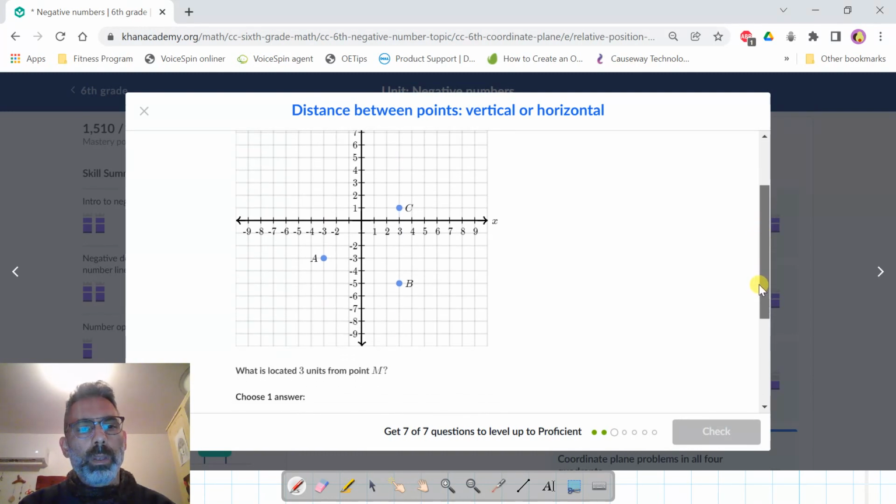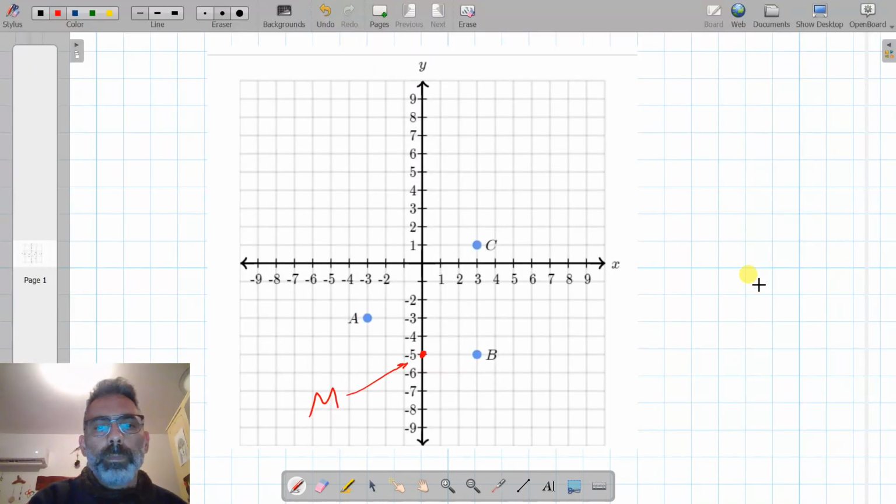Okay. What is located 3 units from point M? Okay, so we see that point B is 1, 2, 3 units away from point M. Point A is 5 units away, and point C is 6 and 3, 9 units away. And point B is 1, 2, 3 units away from point M.